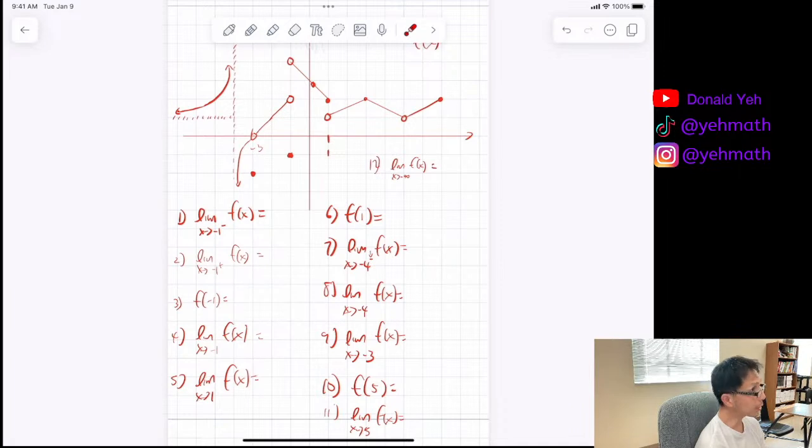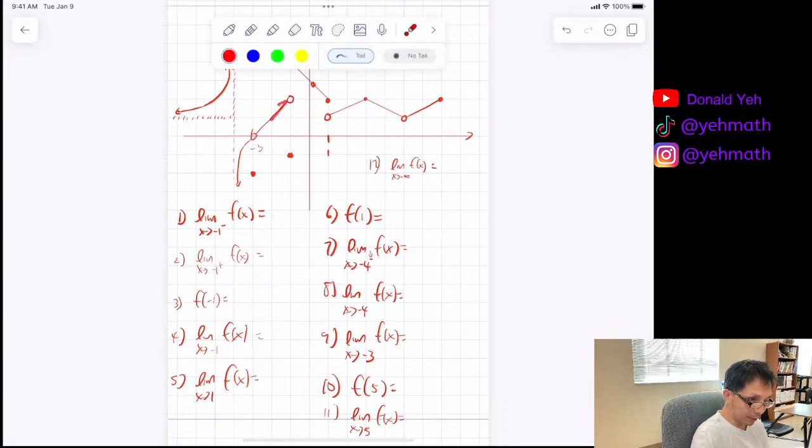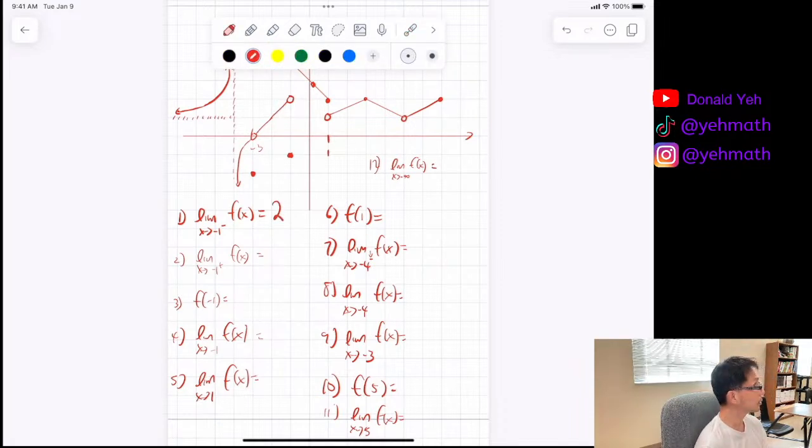Okay. I'm going to start with the first one. I'm going to call on you guys, see what you think. Number one, when the limit as x approaches -1 from the left of f of x, Elaine, what do you think? 2 is good. -1 from the left side, which is this one. And that answer is 2. Is anybody confused? Everybody's good? Okay.